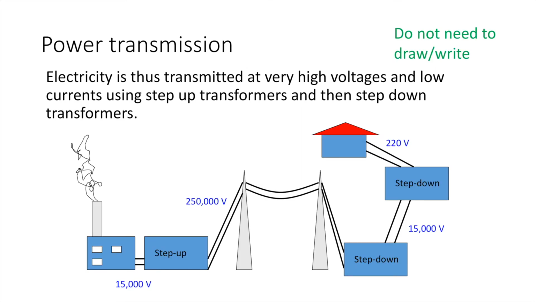Through the use of AC generators, we are able to transmit electricity at high voltages and low currents over long distances. This is achieved by using step-up transformers and then step-down transformers. This allows the normal household to take advantage of the electricity without having to be close to the power source.